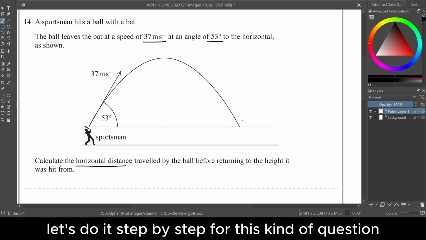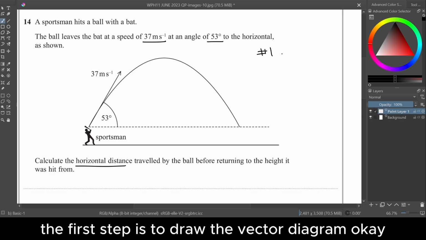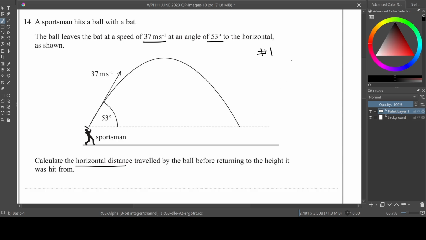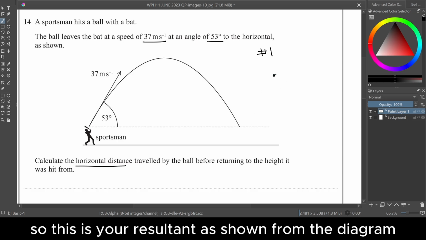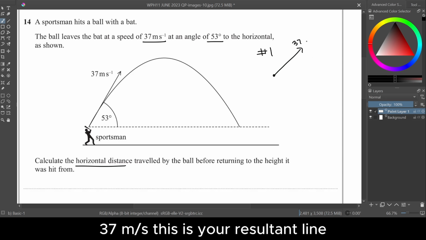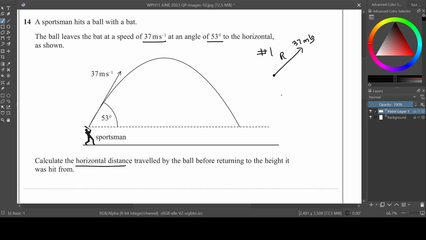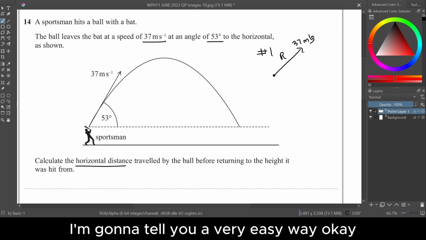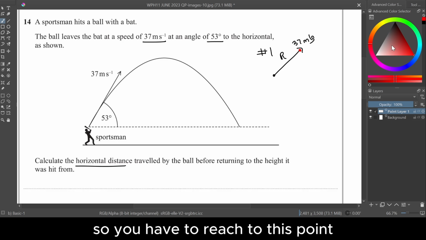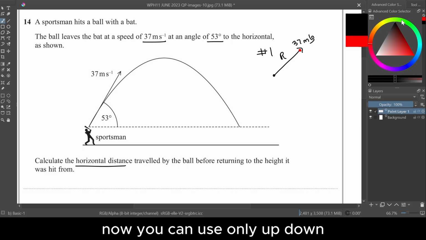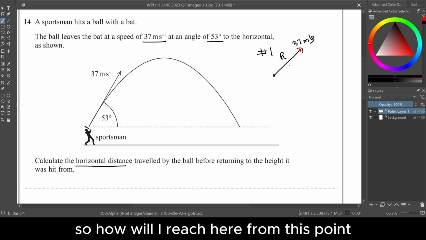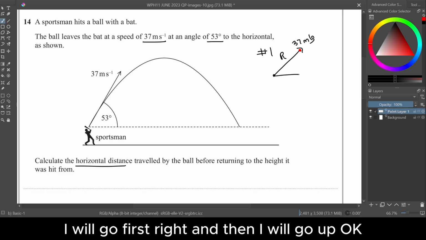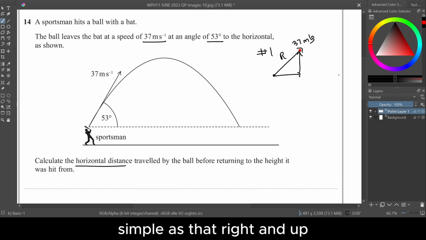For these kind of questions, the first step is to draw the vector diagram. Okay, how will I draw it? So this is your resultant as shown from the diagram, 37 meters per second. This is your resultant line. Now it's very easy. I'm going to tell you a very easy way. So you have to reach to this point. Now you can use only up, down, left and right. So how will I reach here? From this point I will go first right and then I will go up. Simple as that. Right and up.